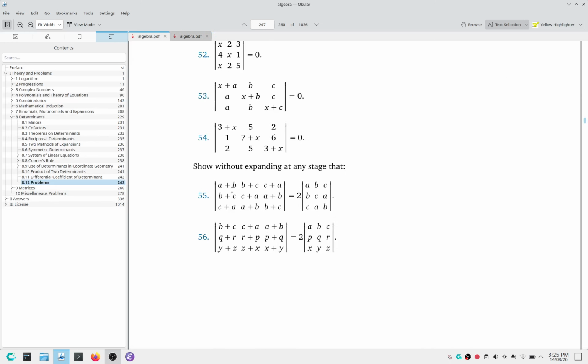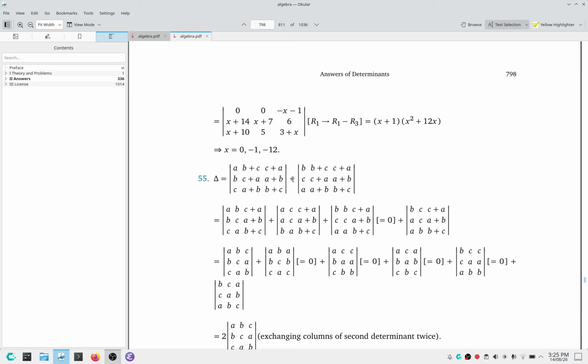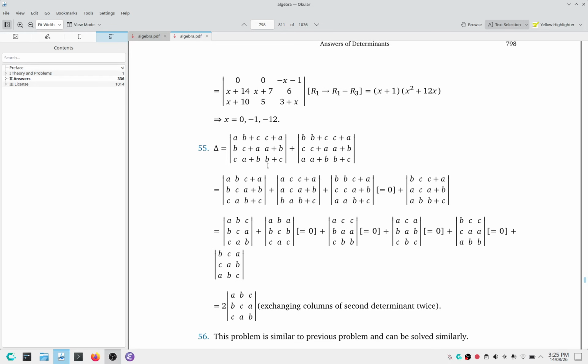Question 55 is, show without expanding at any stage that the determinant |a+b b+c c+a; b+c c+a a+b; c+a a+b b+c| is equal to 2 times the determinant |a b c; b c a; c a b|. So, okay, 55. The first determinant can be split. In the first column we split a plus b into a and b, b plus c into b and c, c plus a into c and a.